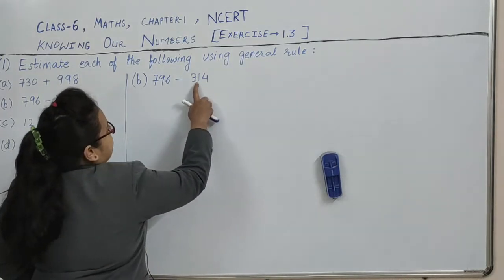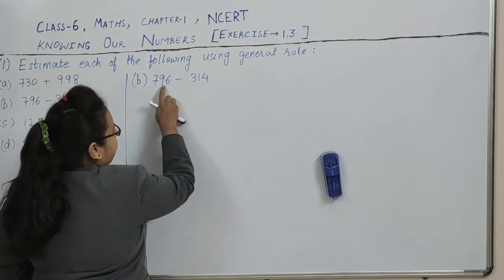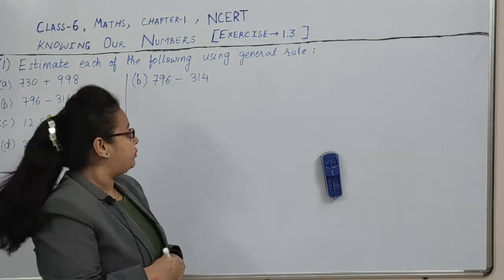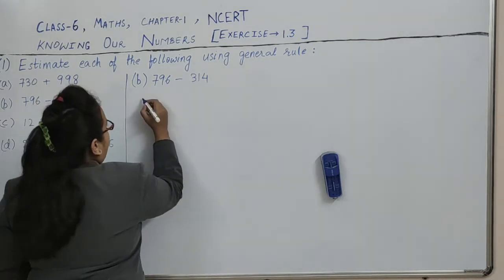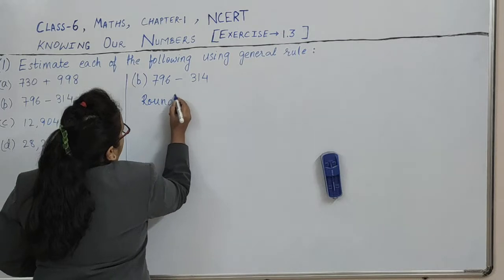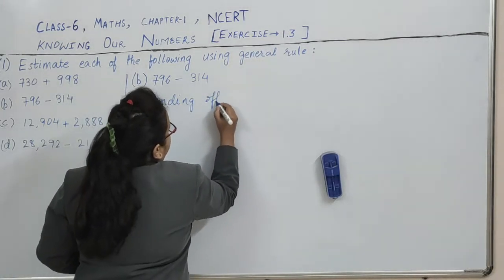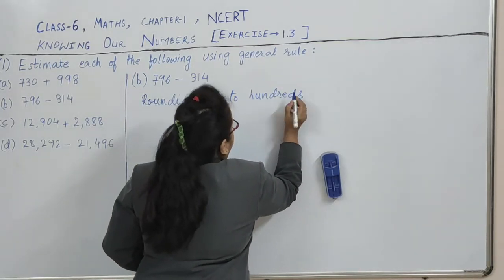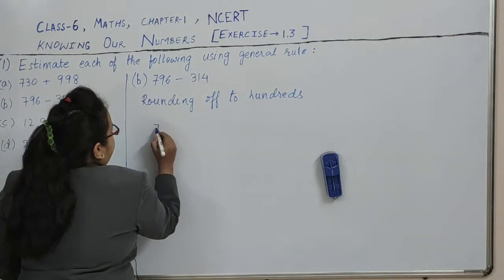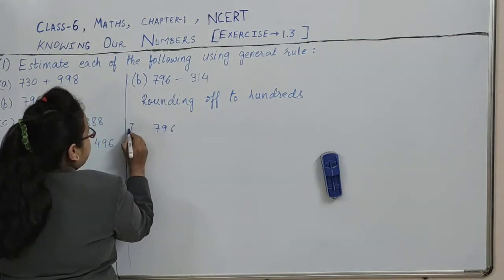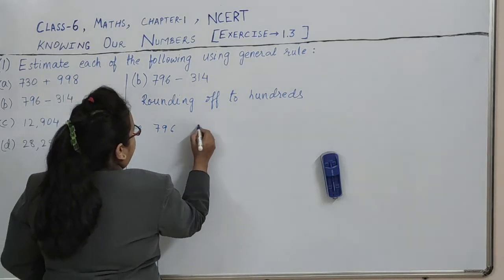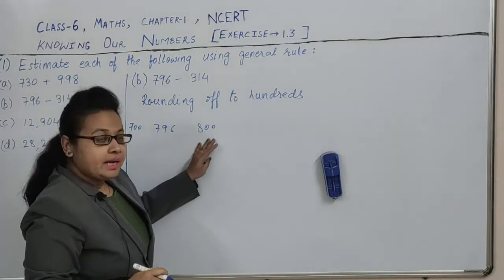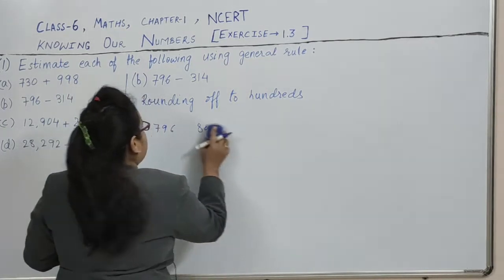Again, the numbers are in ones, tens and hundreds. Both the numbers are up to the hundreds place, so we have to round off to the hundreds place. This is the general rule. So rounding off to hundreds. Now 796 lies between 700 and 800, but it is very close to 800. So it will be rounded off to 800. So 796 rounds off to 800.